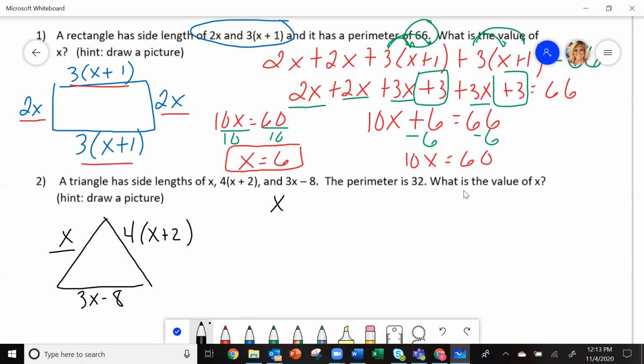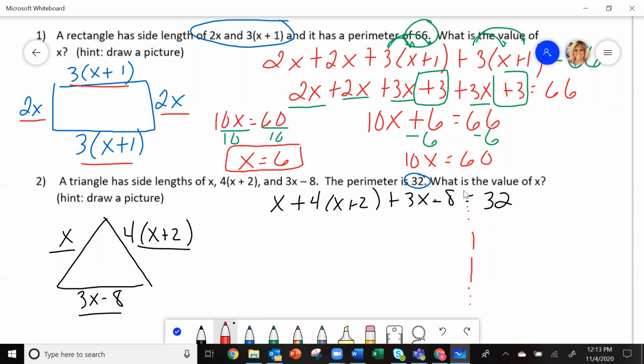Now, find the perimeter. We're going to add them all up. So I've got x, and then I've got plus 4 times x plus 2, plus the next one is 3x minus 8. And it equals 32 because it says the perimeter is 32. So now we need to go and solve our equation. So the first step is the distributive property. So I've got x and then plus 4x. 4 times 2 is 8, so it's plus 8. Plus 3x minus 8, and that equals 32.